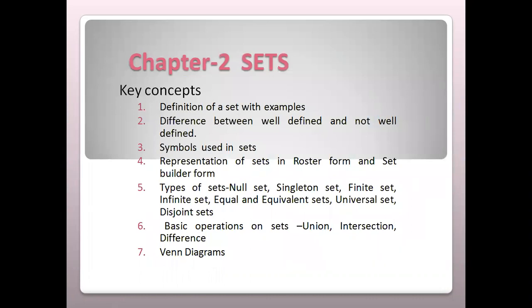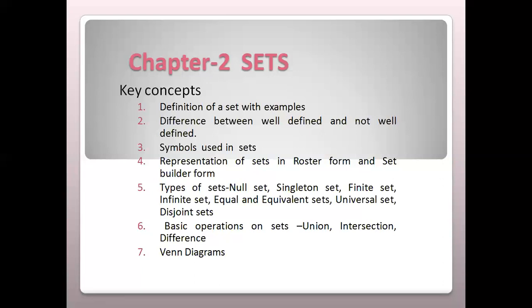The main key concepts which you are going to learn in this chapter are definition of a set with examples, difference between well-defined and not well-defined objects, symbols used in sets, representation of sets in roster and set builder form, types of sets, that is null set, singleton set, finite set, infinite set, equal and equivalent sets, universal set, disjoint sets, basic operations on sets, that is union, intersection, and difference, and last, Venn diagrams, that is these basic operations learned through Venn diagrams.